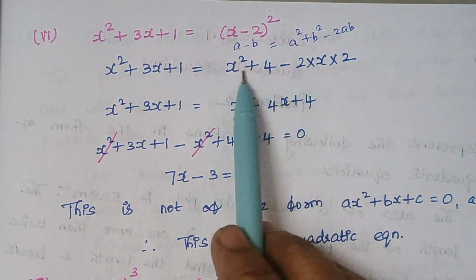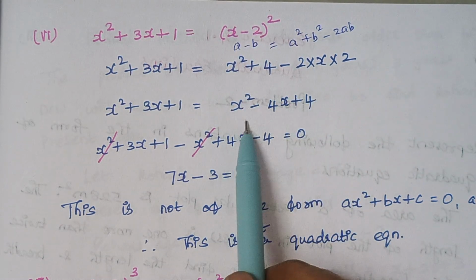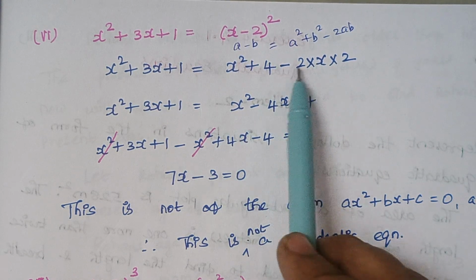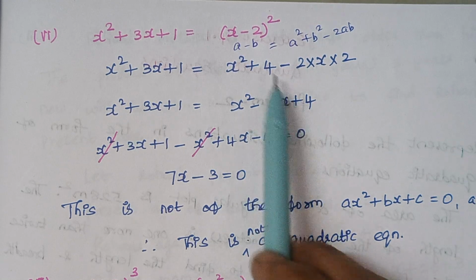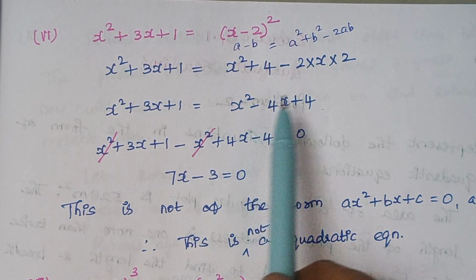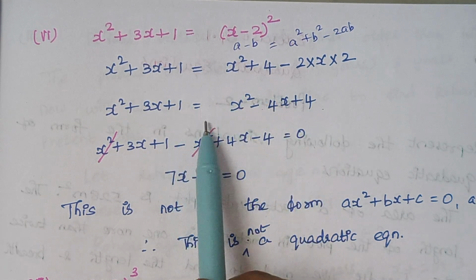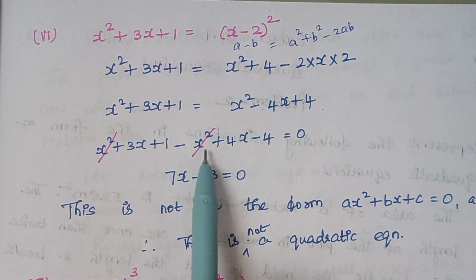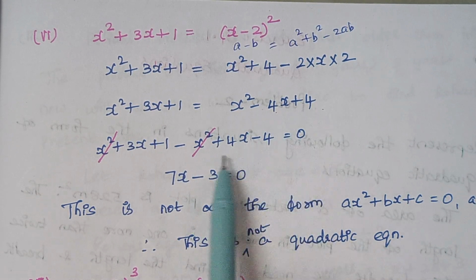When you simplify this part we will have x square, 2 into x into 2 gives 4x and there is a minus sign, so minus 4x plus 4. Again we are moving the left hand side terms to the right hand side, so automatically there is a sign change. So here we have minus x square plus 4x and minus 4.